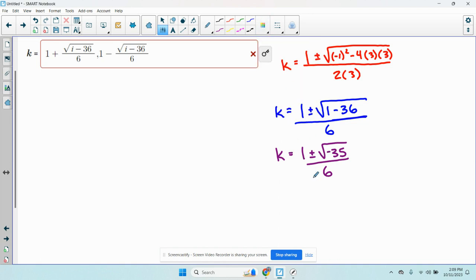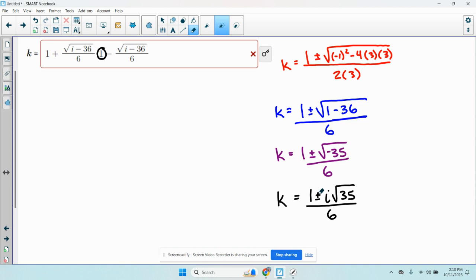So what I can do is take the negative out, and I get k equals 1 plus or minus. The -1 comes out. I'm left with i root 35 over 6. And make sure you put that 1 over the 6 as well. The 1 does not come out in front. It is a part of the numerator. So your two answers are going to be 1 plus i root 35 and 1 minus i root 35 over 6.